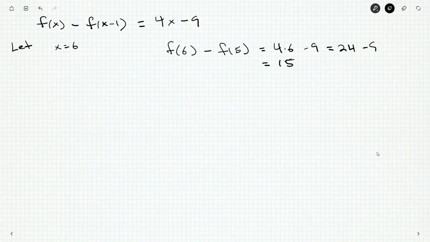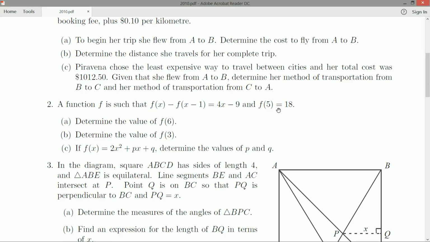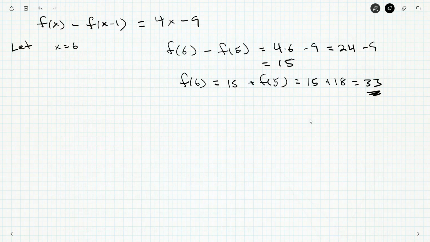Okay, so we want f of 6. Let's rearrange: f of 6 is 15 plus f of 5. But they gave me f of 5. They told me that that was 18. So f of 6 is going to have to be 33. Okay. So this little extra tidbit right here, that was useful to us. Okay. So, not a whole lot left to do. We've shown our work. We started with the equation. We let x equal 6, and there we go. We rearranged everything.